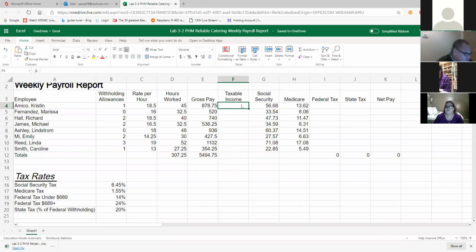Insert 3 columns to the right of the gross pay column. Add the titles: taxable income, Social Security, Medicare. Center. Okay. Calculate the Social Security and Medicare taxes in columns G and H by multiplying the tax rates from the tax rates table by the gross pay. So that part we did. And then the next thing is to do the gross pay times 90. So it'll be gross pay equals gross pay times 90.